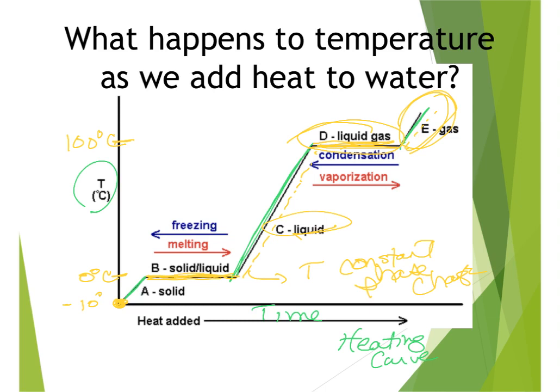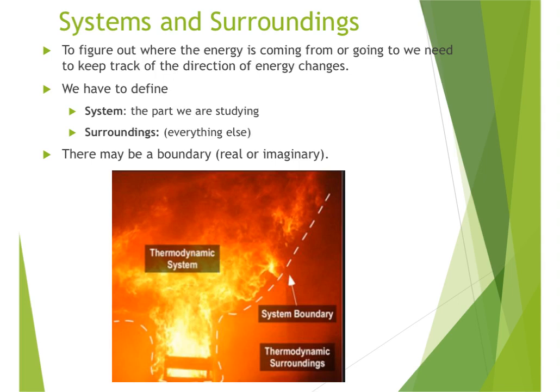Again, the plateaus are where the phase changes occur, and the sloped areas are when temperature is increasing. We are going to start doing some calculations with heat transfer in physical and chemical processes. In order to do so, it's important to know what direction heat is flowing. So chemists classify the system we are studying, which might be the chemical reaction molecules themselves, for example. The system is what we're studying. The surroundings is literally everything else.